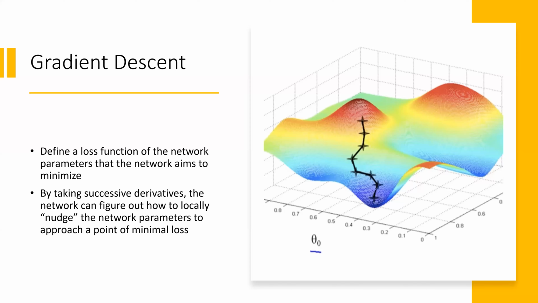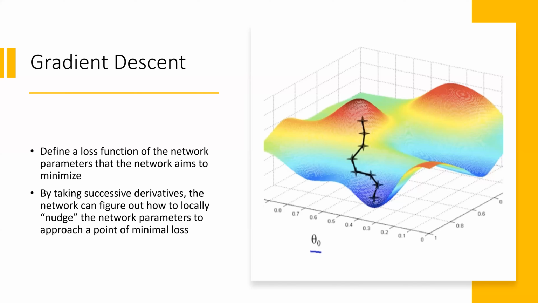So how do we figure out the parameters? This would be incredibly difficult to do with traditional methods, but the key to making this work in machine learning is a technique called gradient descent. We define a loss or an objective function of the network parameters. So it's a function of the network parameters that the network aims to minimize.